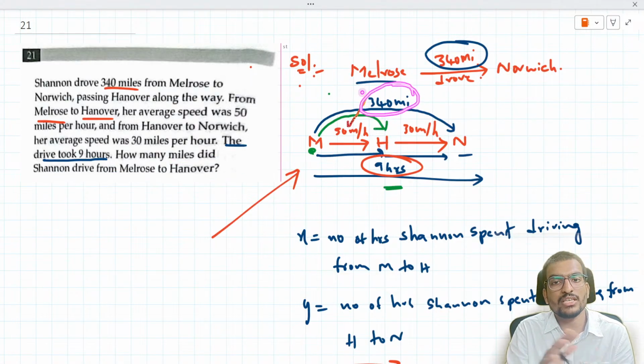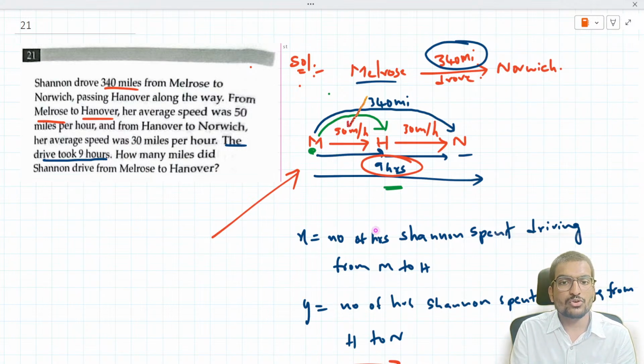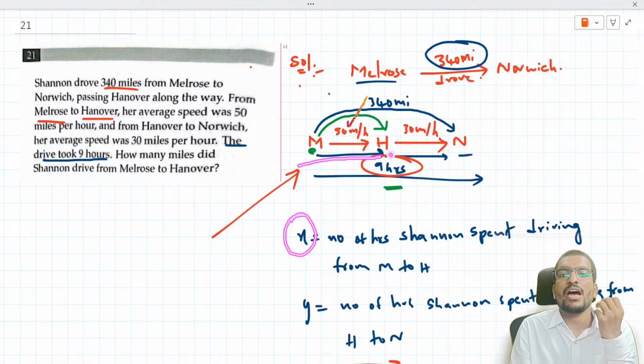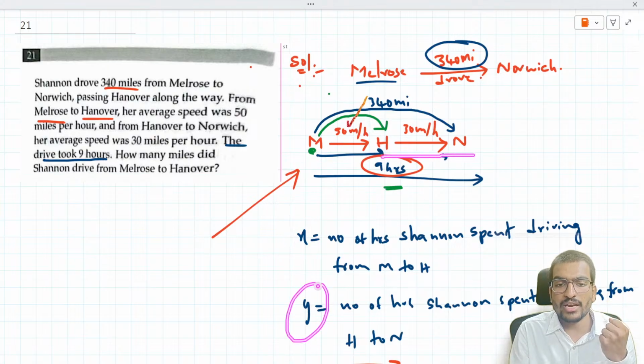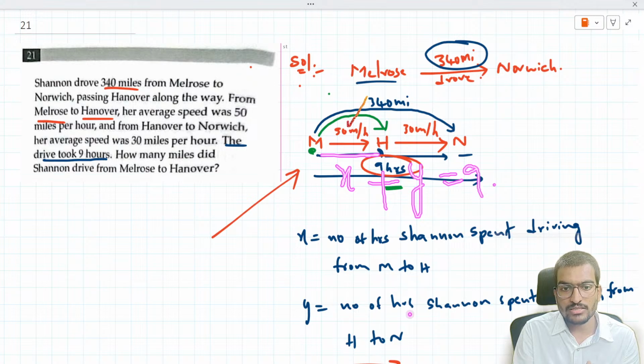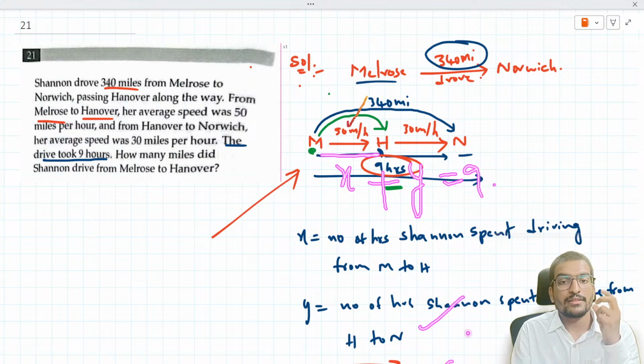It's actually 340 from Melrose to Norwich in total, but we need only Melrose to Hanover. So do we know the number of hours Shannon spent driving from Melrose to Hanover? We don't know that, and we don't know Hanover to Norwich either. So I considered Melrose to Hanover as x hours, and Hanover to Norwich as y hours. They didn't mention anything about the hours. The total is 9 hours, so x plus y equals 9. That is equation number 1.